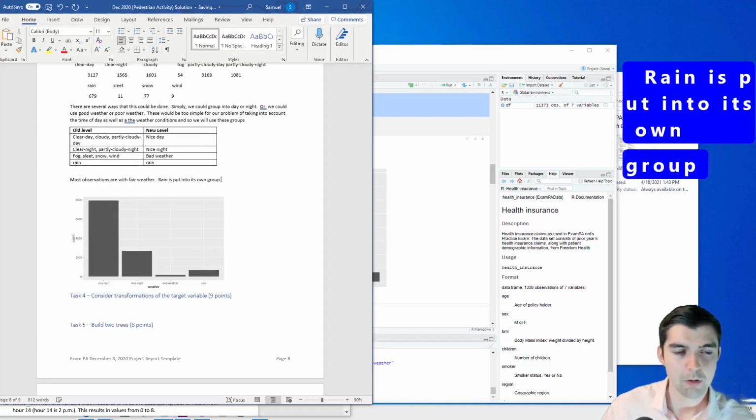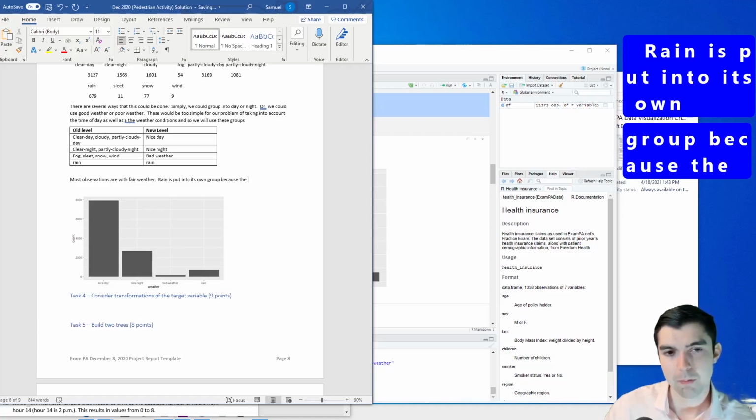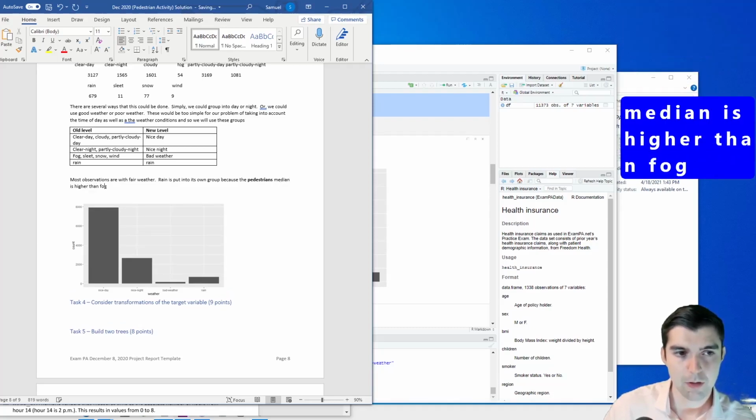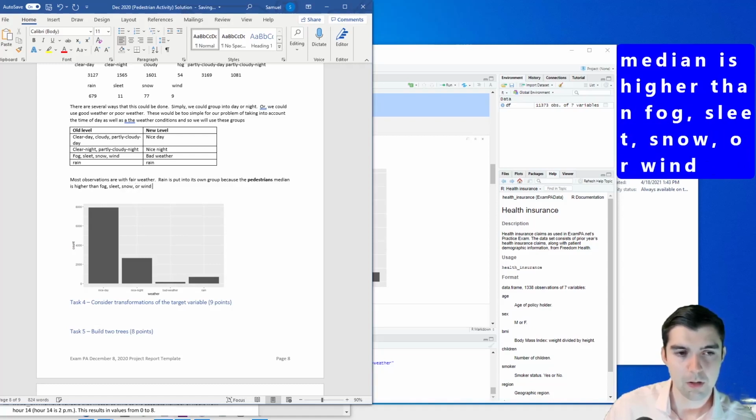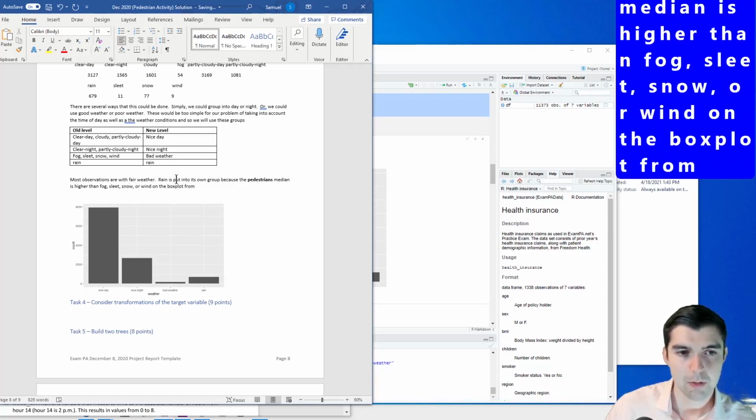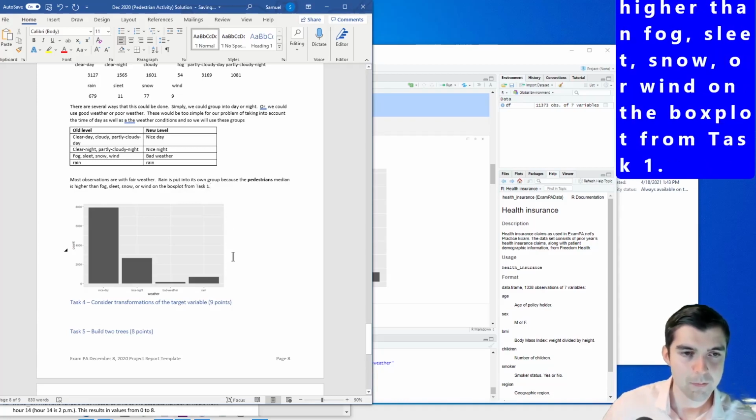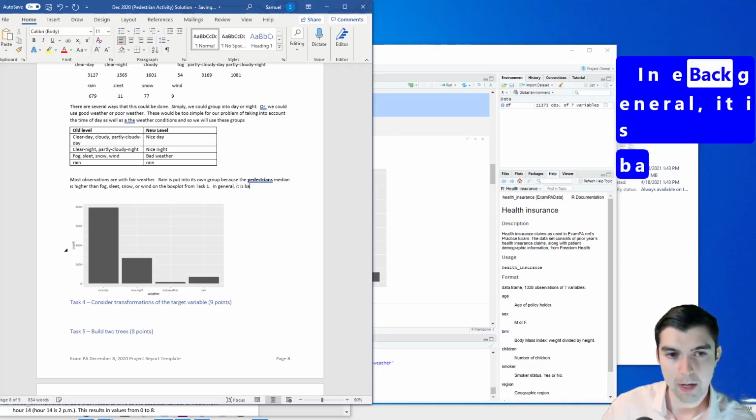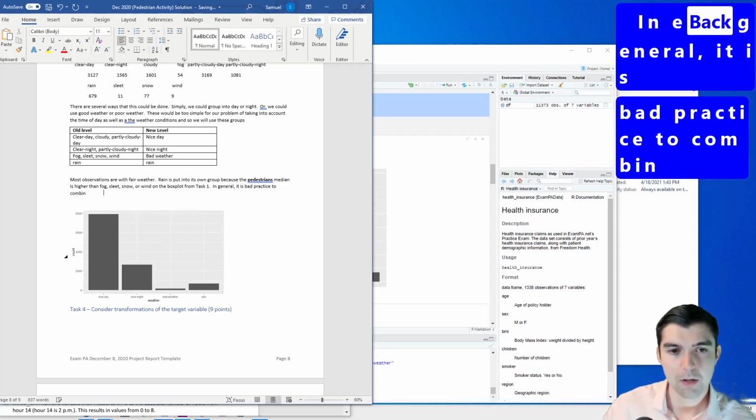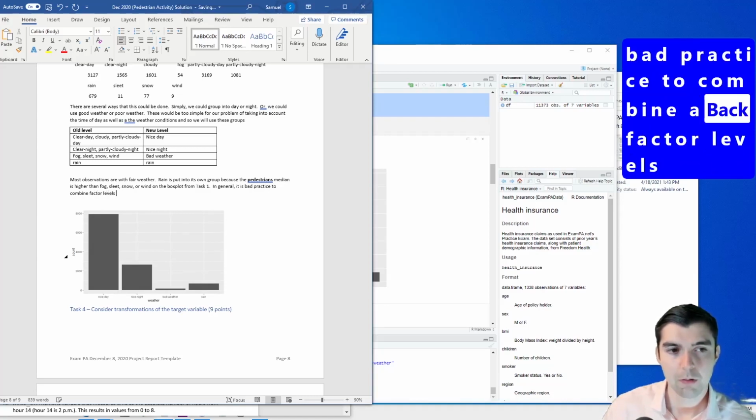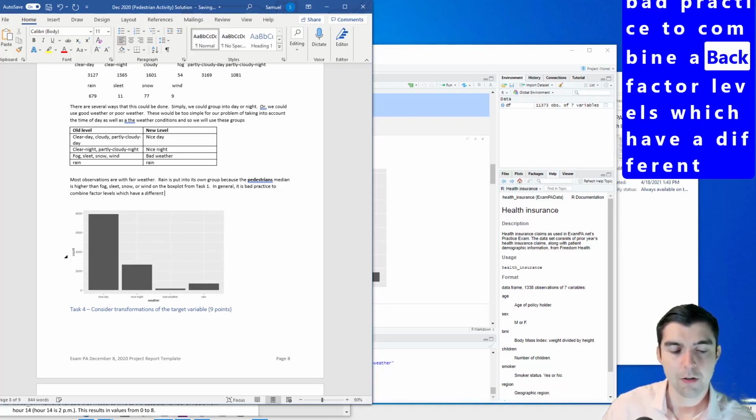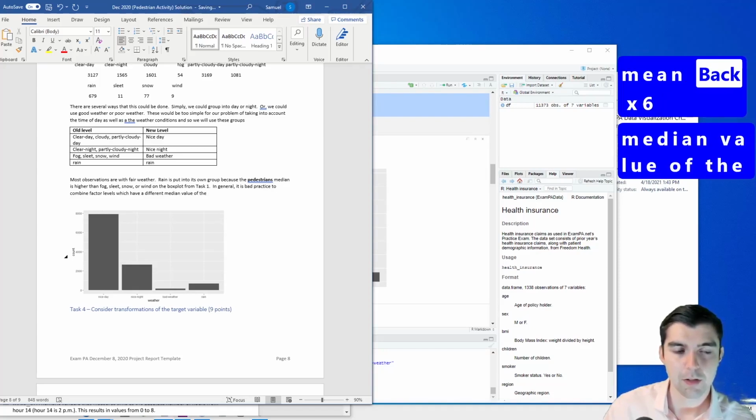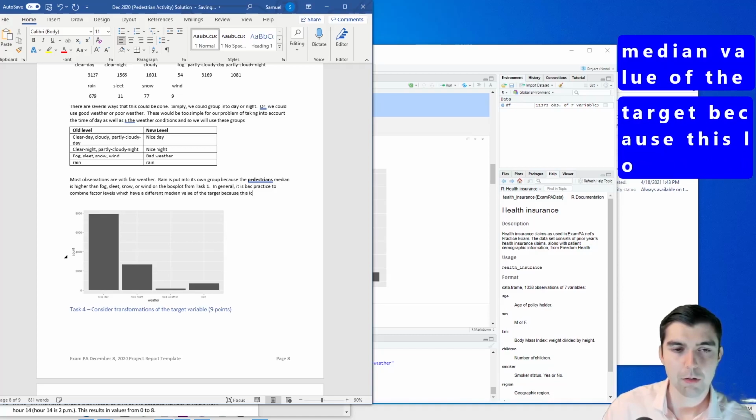Rain, rain. Rain is put into its own group because the pedestrian's value, mean, median, is higher than fog, sleet, snow, or wind on the box plot from task 1. In general, it is bad practice to combine factor levels which have a different mean, different median value of the target, because this loses information.